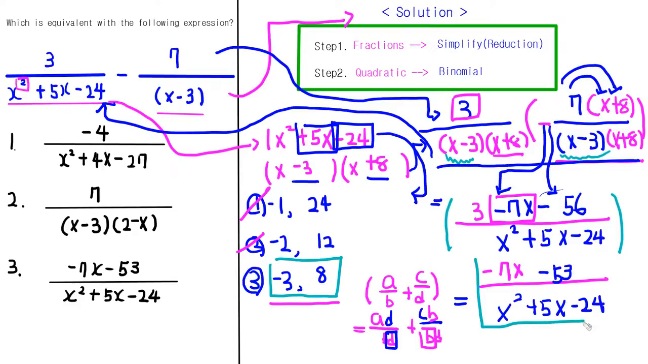So here's our answer. And let's look at some choices. At first, number 1 is negative 4, which is wrong. It should be negative 7x minus 53. For number 2, it should be negative 7x minus 53, not 7. And number 3 is the exact term that we simplified, so we can say that it is our solution.